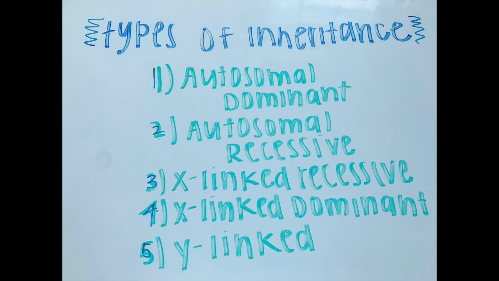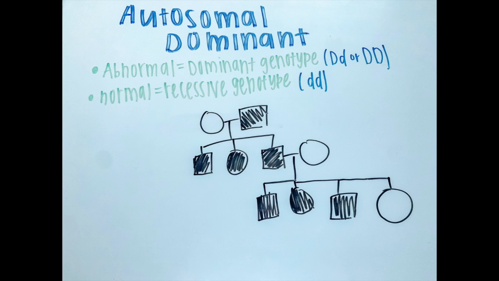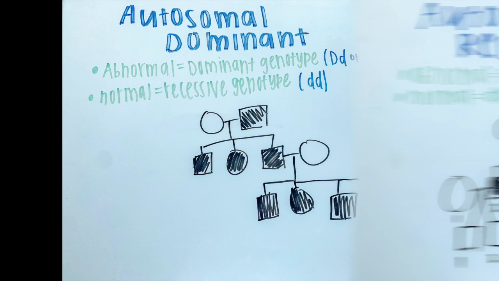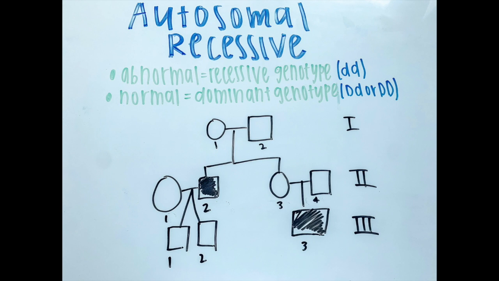So now that we know this information, there are 5 types: autosomal dominant, autosomal recessive, X-linked recessive, X-linked dominant, and Y-linked. When a trait is autosomal dominant, the normal allele is recessive and the abnormal allele is dominant. You can identify if there's an autosomal dominant disorder because the phenotype will most likely appear in every generation of the pedigree. Next, autosomal recessive. Traits occur only when 2 recessive alleles are present on the genotype. This means if you are homozygous recessive, you are affected.